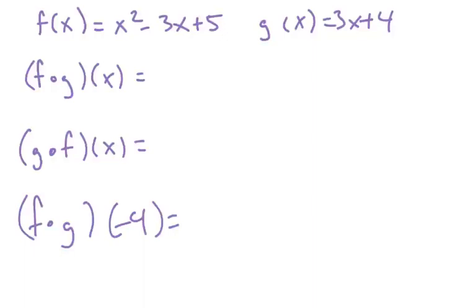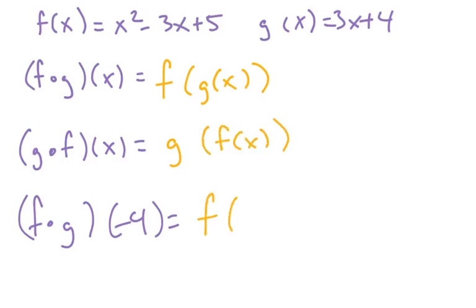Okay, so let's solve these composite functions. They're giving us that f of x equals x squared minus 3x plus 5, g of x equals 3x plus 4, and they're asking us to solve for f of g of x, g of f of x, and f of g of negative 4. First thing is that we need to realize that this notation is just another way of saying it, an easier form to work with.